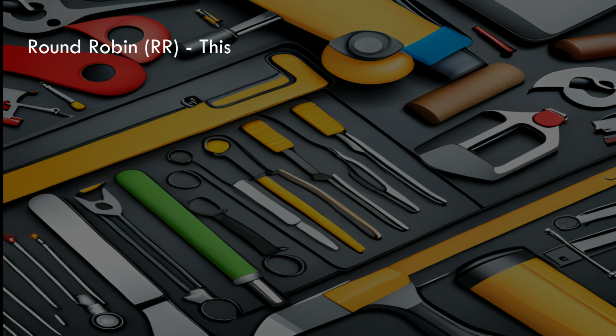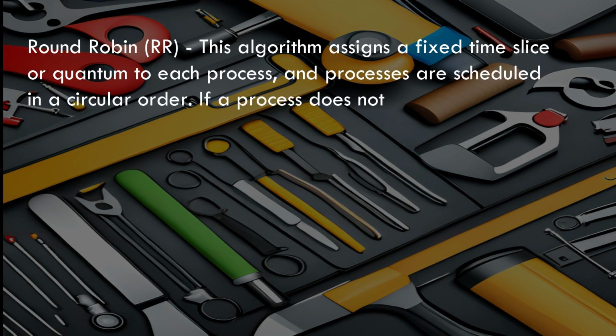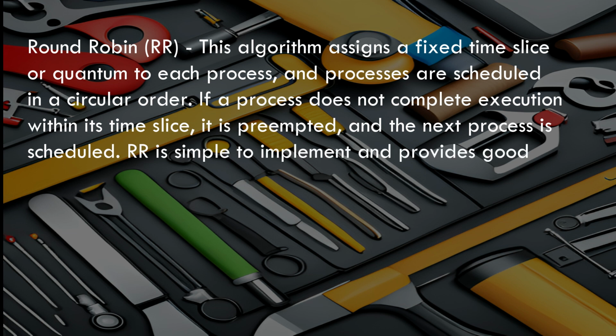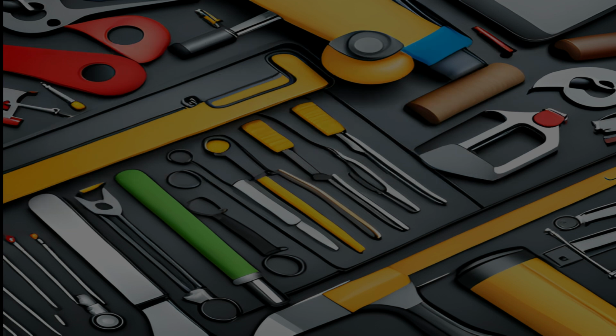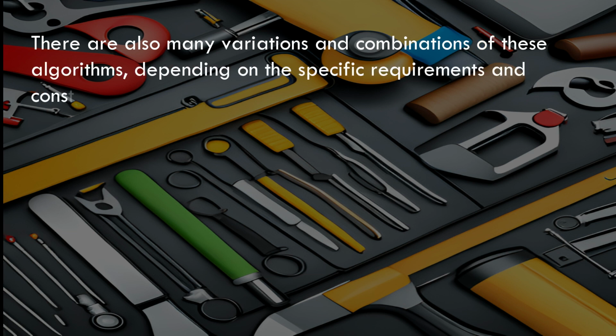Round robin (RR). This algorithm assigns a fixed time slice or quantum to each process, and processes are scheduled in a circular order. If a process does not complete execution within its time slice, it is preempted, and the next process is scheduled. RR is simple to implement and provides good response time, but may not be optimal for long-running processes.